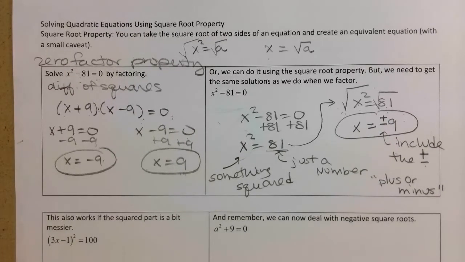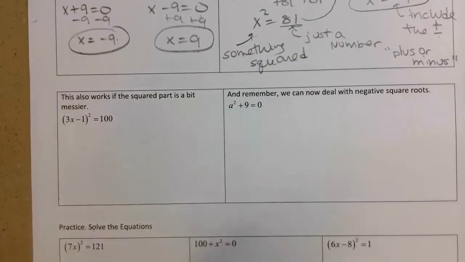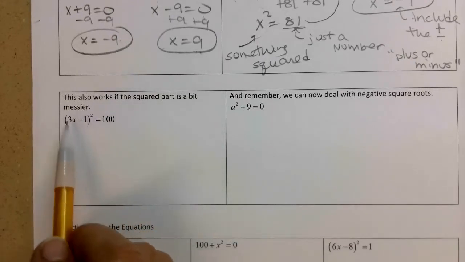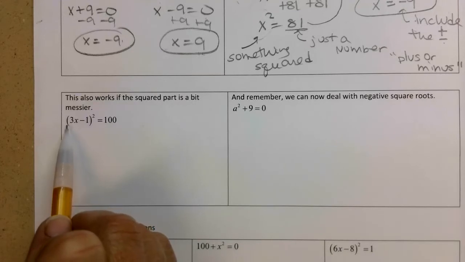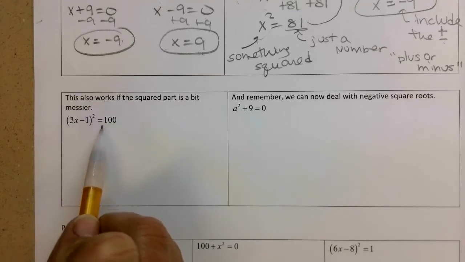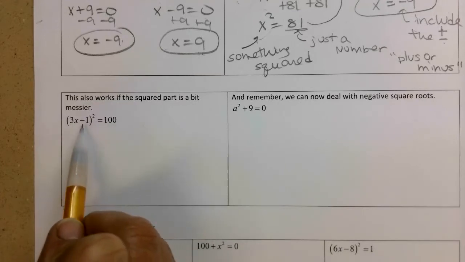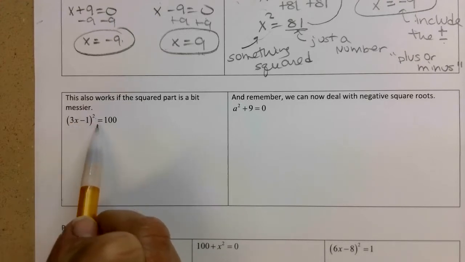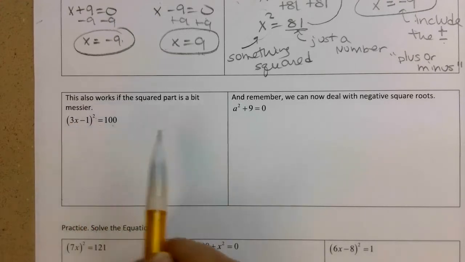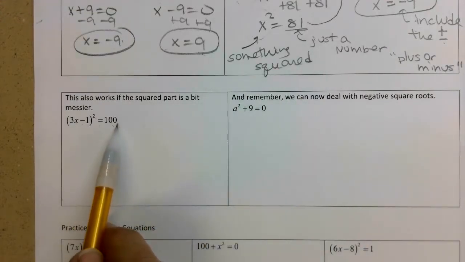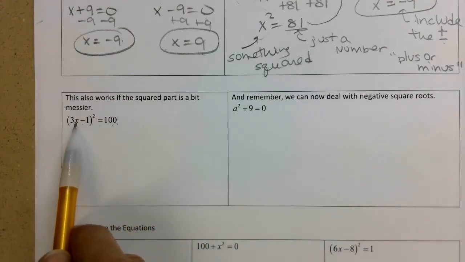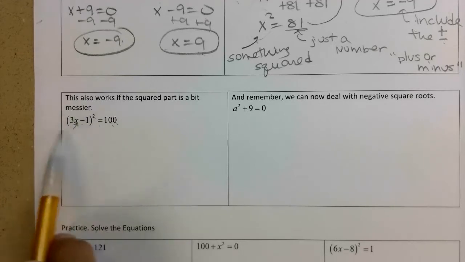This will also work if the something squared part is a bit messier. So here's our next example. I have the quantity 3x minus 1 squared equals 100. So something squared equals a number, and I have that pattern. I want to solve for x. There's my x, tied up in all of this stuff.